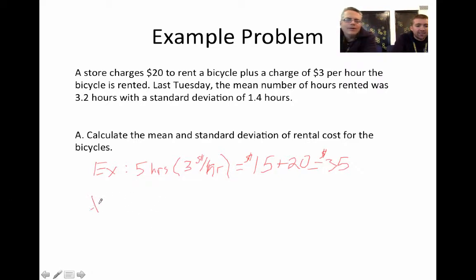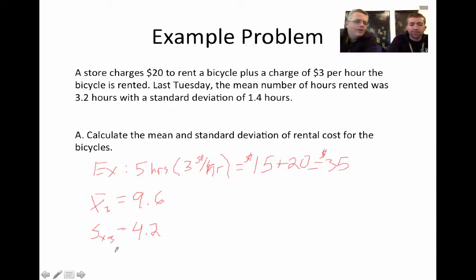So we'll do the new mean for the $3 per hour. So I'll put a little 3 there. If we did that, it was 3.2 hours times 3. Probably 9.6, right? All right, so $9.6. And the standard deviation times 3 would be 1.4 times 3, 4.2. So that's the middle step.